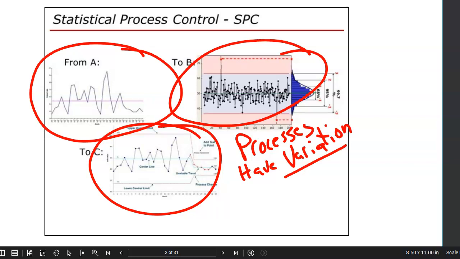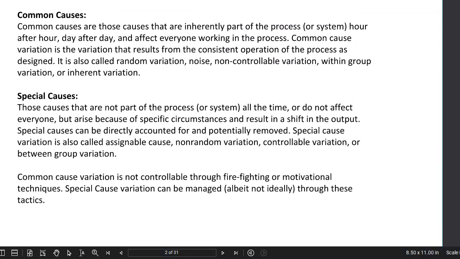With that simple statement made, processes have variation. There are two main types of variation that we want to better understand and analyze: common cause variation and special cause variation. Simply stated, common cause variation is the variation that's the inherent wiggle that we see that's part of the system. Special cause variation is that variation that we see or observe that has affected the system, but it is not part of the system all of the time.